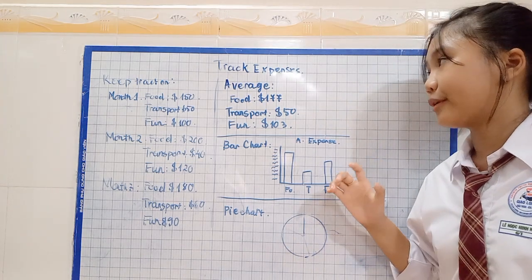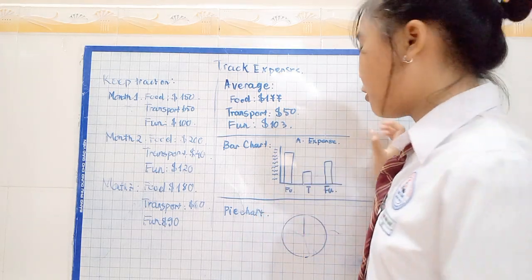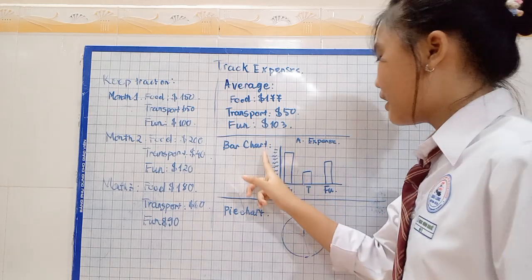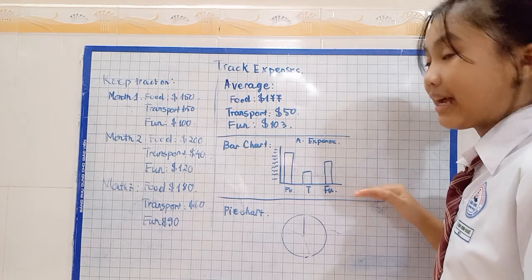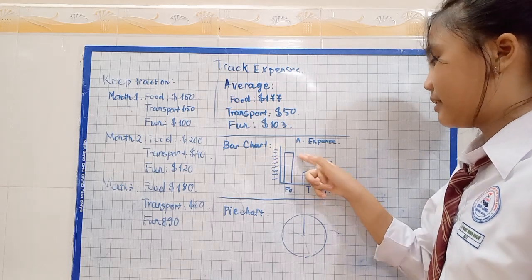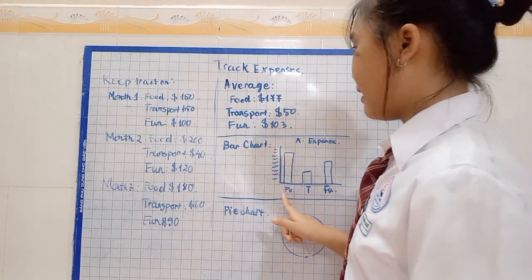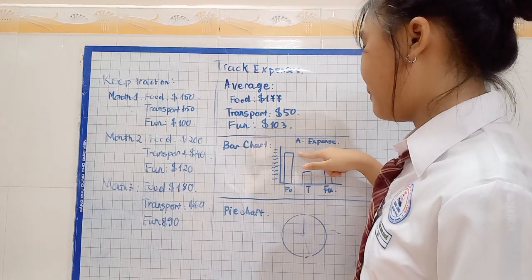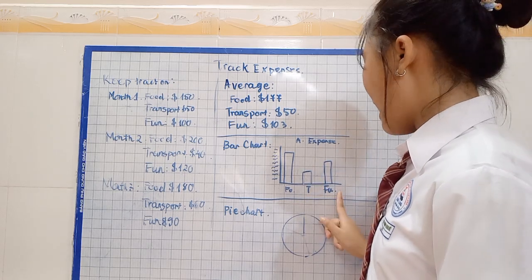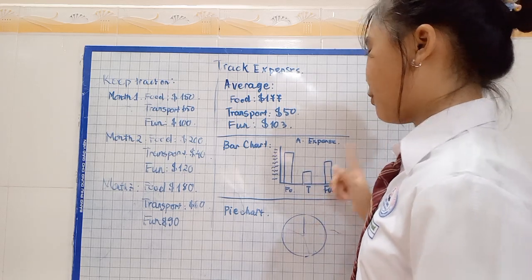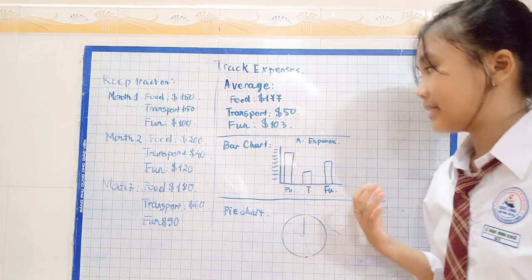The bar chart here is going to show the average expenses of the 3 months. Now we're going to be drawing this. On this column we're showing the numbers, and here we're showing the categories. Here you can see the bar, and it shows the total number. Food is equal to $177, transportation is $50, and fun is $103. So this is roughly how we look at our data.